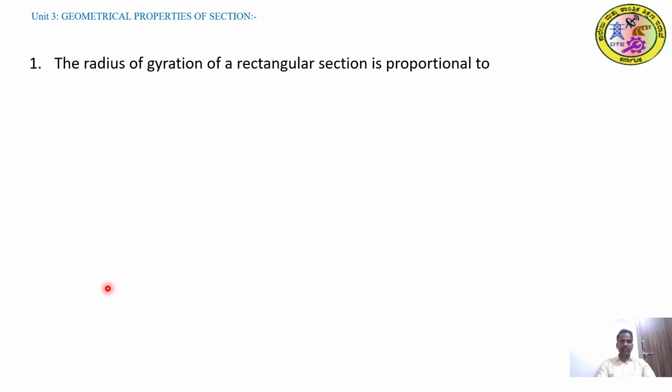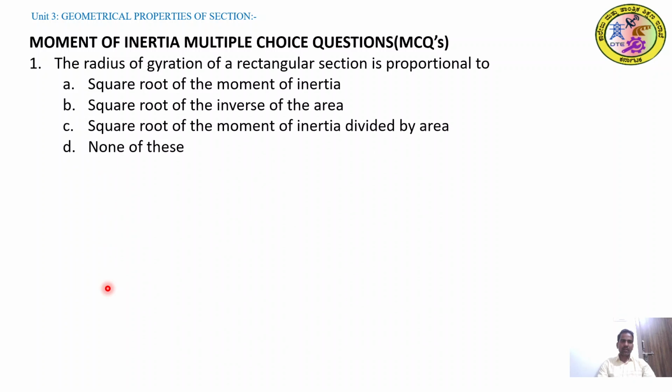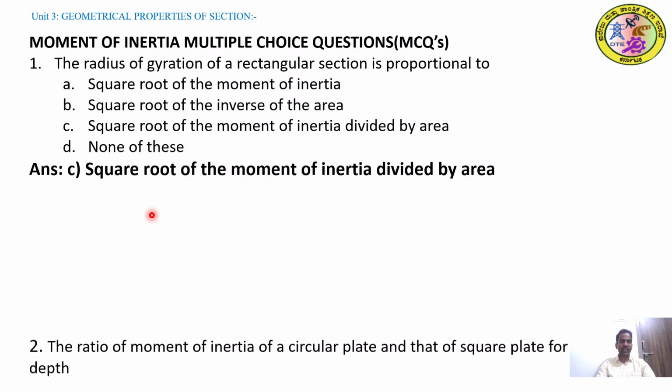Now we have added some MCQs. The first one: the radius of gyration of a rectangular section is proportional to the square root of I divided by area. So the options are: square root of moment of inertia, square root of inverse of the area, square root of the moment of inertia divided by the area. So C is the answer: square root of the moment of inertia divided by the area.